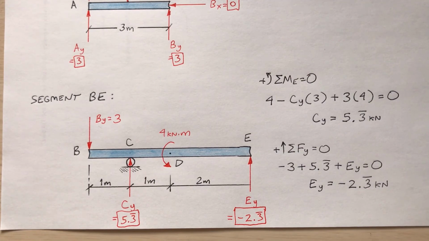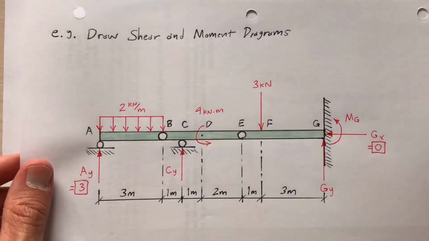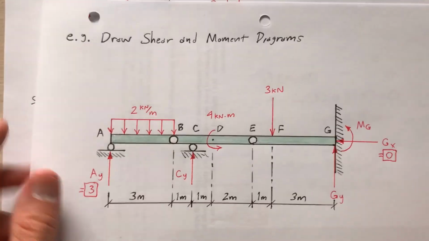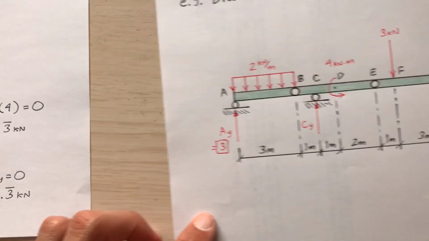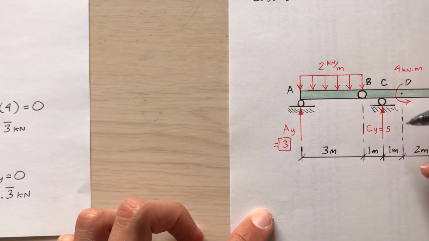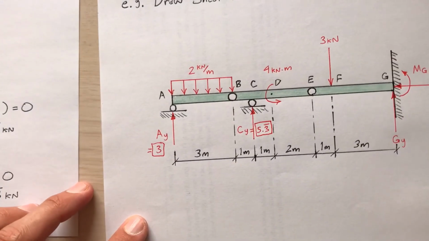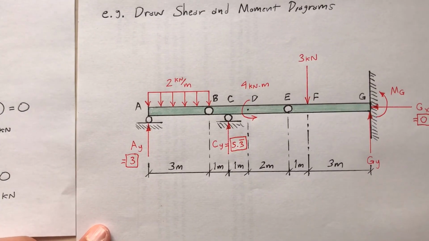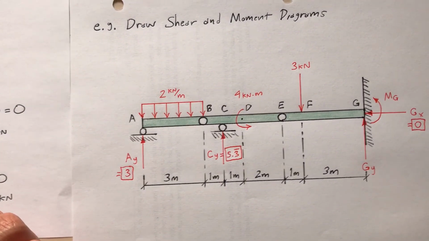Okay, so now I'm going to analyze segment EG. Oh, I know now what C sub y is, don't I? C sub y is 5 1/3. Okay, so I'll write that on here. 5 1/3. Okay, how's that? This drawing is pretty busy. Okay, so now I'll analyze segment EG.